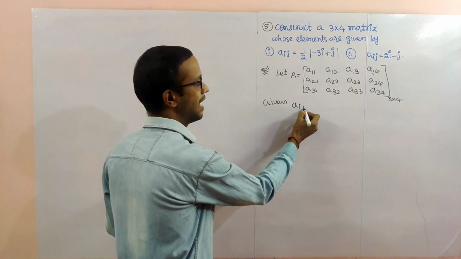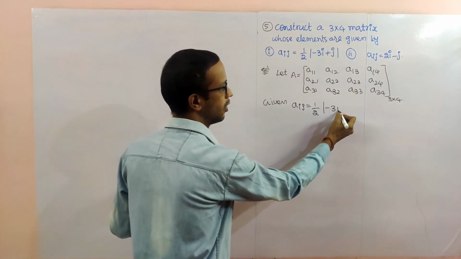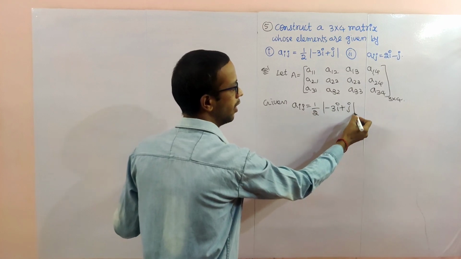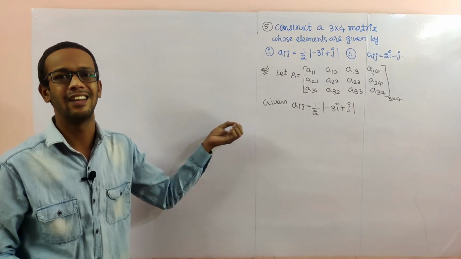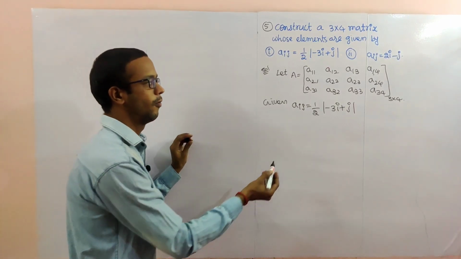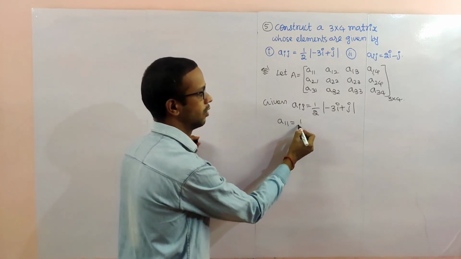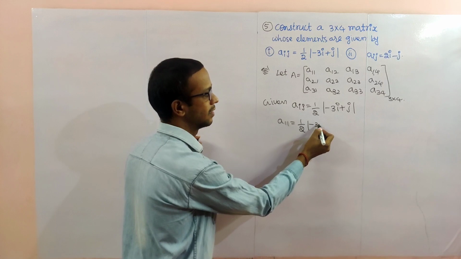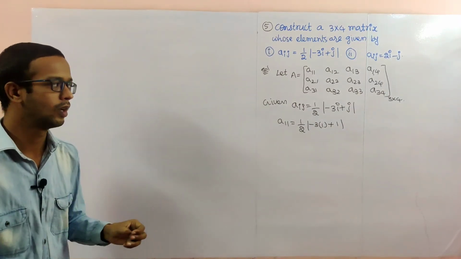Given Aij is equal to 1 by 2 mod 3i plus j. In this example problem also mod is there, so here you can get the clarity of that problem. Why? Because here also mod is there. So first element, what do we need? A11. So 1 by 2 mod minus 3 into i plus 1, j plus 1, we have to substitute.